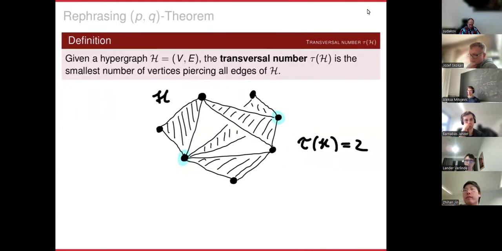Okay. So now I would like to rephrase this PQ theorem in hypergraph language. A hypergraph is a pair that consists of a set of vertices and a set of edges, which are just sets of points. And the transversal number of this hypergraph, tau of H, is the smallest number of vertices that meets all the edges of hypergraph H. Sometimes we say intersect, sometimes pierce, sometimes meet, depending on the context. In this particular example, every two edges have a common point, but there is not one point that meets all of the edges, and you need 2 points that meet all of them. That shows that the transversal number of this hypergraph is equal to 2.